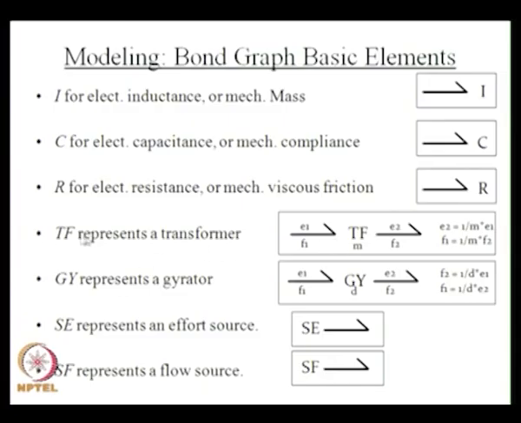And there is another element called gyrator. This is actually different from a transformer. In this case the relationship is between E1 and F2 and F1 and E2. Basically the effort is converted to a flow and this flow is converted to an effort. That is why we use a gyrator.